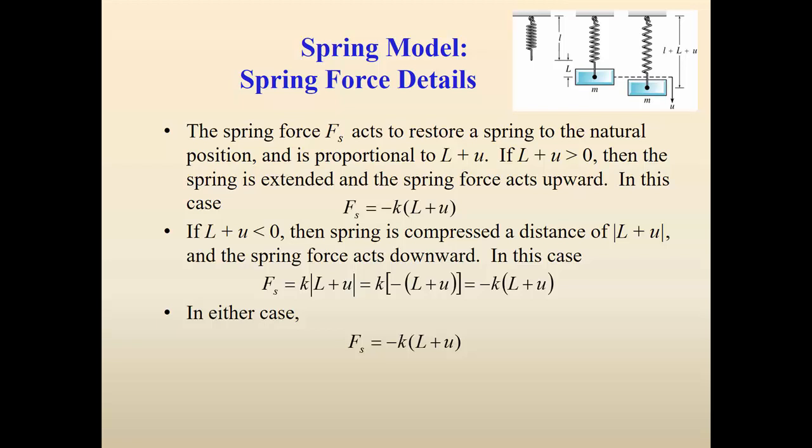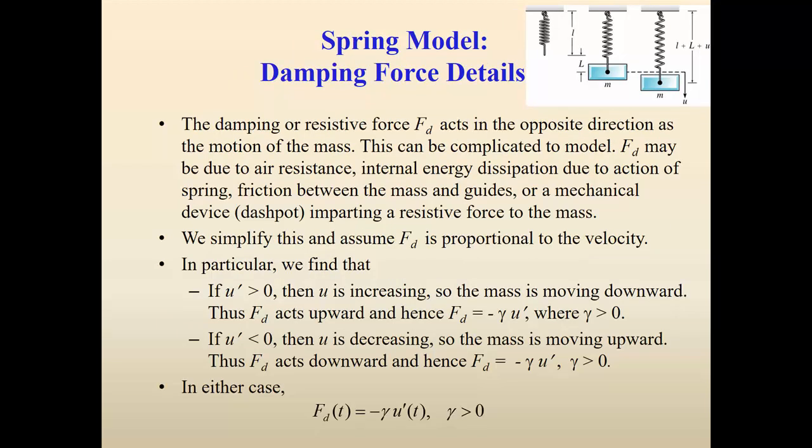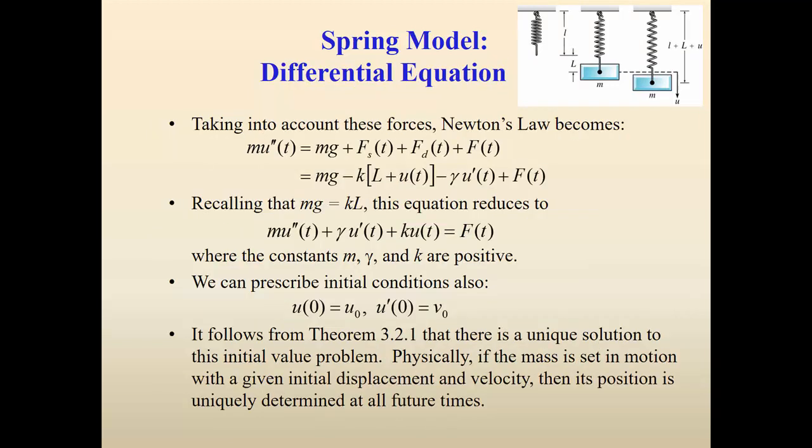So here is what we're talking about with spring force. Spring force is k times the sum L plus u, explaining why we have that negative sign. Here's the damping force idea: if u prime is positive, i.e. u is increasing, then the mass is moving downward, which means I want to slow it down, so we have a negative value, and vice versa. Gamma is just going to be the strength of that damping. But it'll always be positive because we're not pushing it along, we're trying to slow it down. So gamma will be positive.